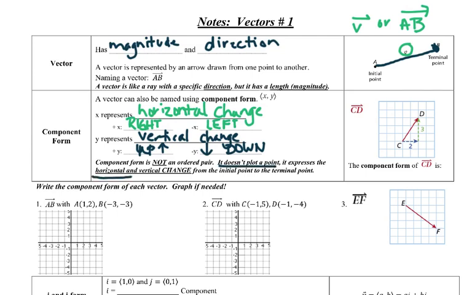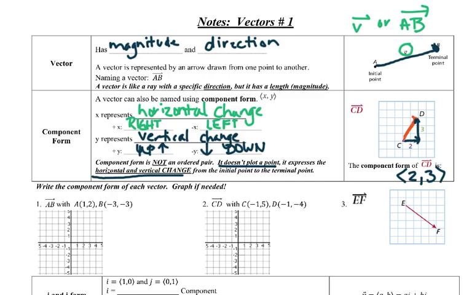It expresses the horizontal and vertical change from the initial point to the terminal point. So here I have a vector CD. And if I wanted to write the component form of CD, it would be this bracket and then 2, 3. Not the ordered pair 2, 3. The 2 represents a horizontal change of 2, and then the 3 represents the vertical change of 3. And obviously you can see that we got a right triangle, so that's going to come into play too.